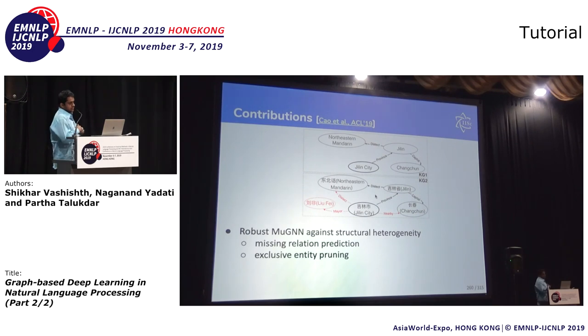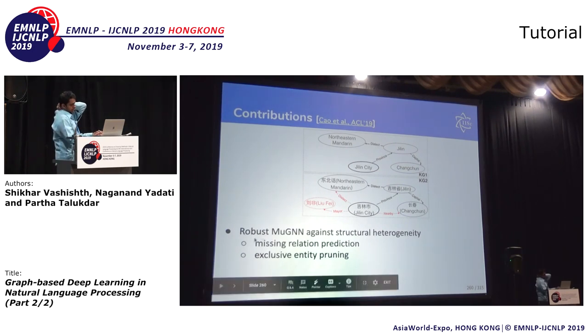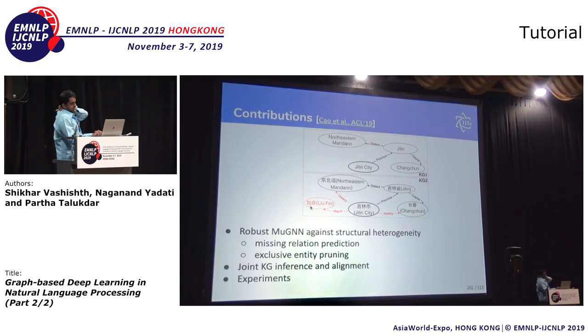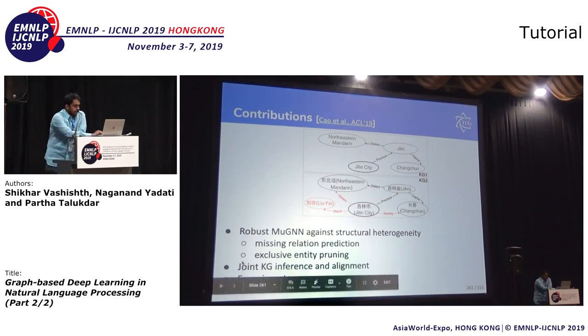To address this structural heterogeneity, they actually propose a robust graph neural net. They call it robust multi-channel graph neural net. And the main two steps in this robust architecture are missing relation prediction. So for example, Jilin city dialect is actually present in the Chinese knowledge graph, but it is not present in the English version, right? So we do relation prediction on this English version, and then we can do exclusive entity pruning, right? So for example, there is an entity, Liu Fei, which is present in the Chinese version, but not in the English version. So this is exclusive entity pruning. So they actually propose joint KG inference and alignment using this MUGNN method.